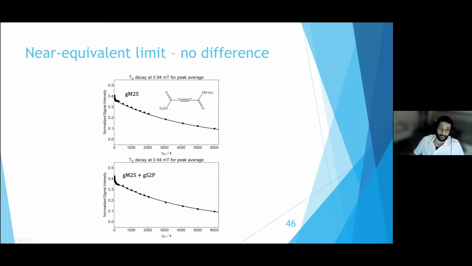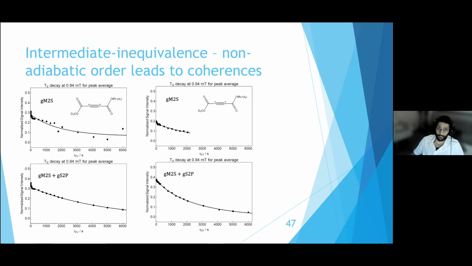But let's say what happens when you generate singlet order versus singlet precursor order. It doesn't really make a difference for near equivalent systems. It becomes important, however, for these intermediate inequivalent systems. So for example, in this system here, if I make the adiabatic precursor, I get this lovely decay, nice and clean. If I don't do that, I get this instead. So I have all these crazy oscillations, and it's less neat of an experiment.